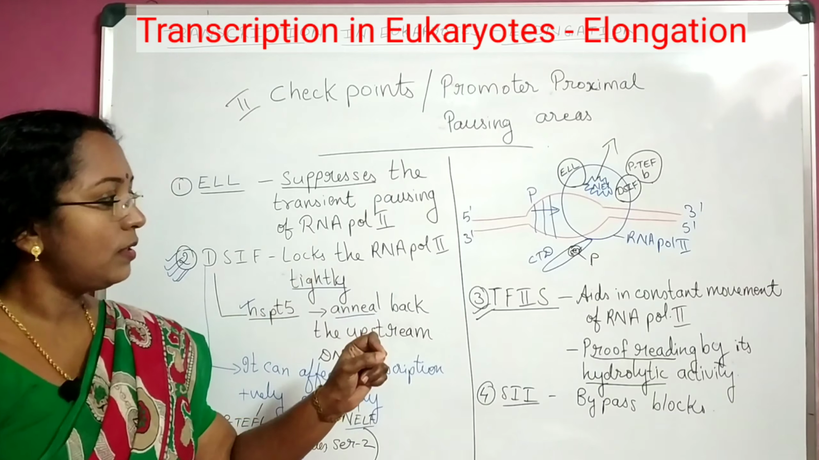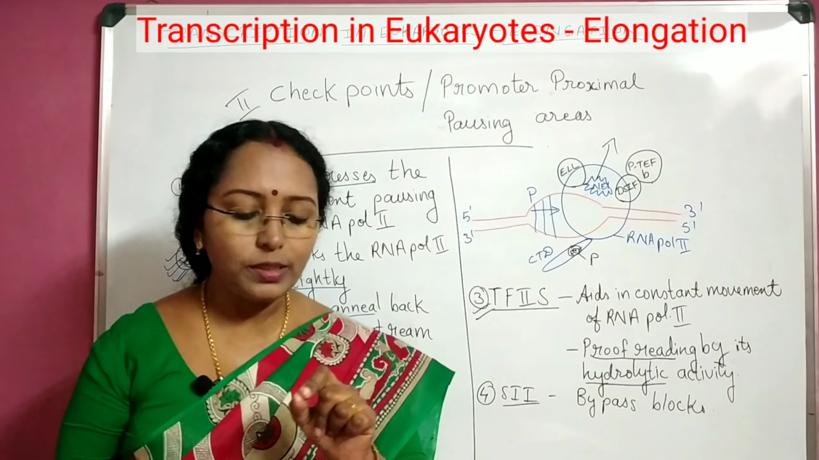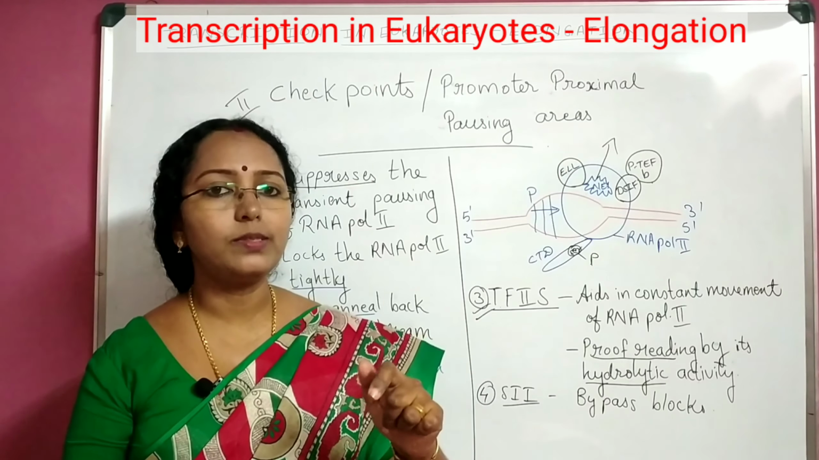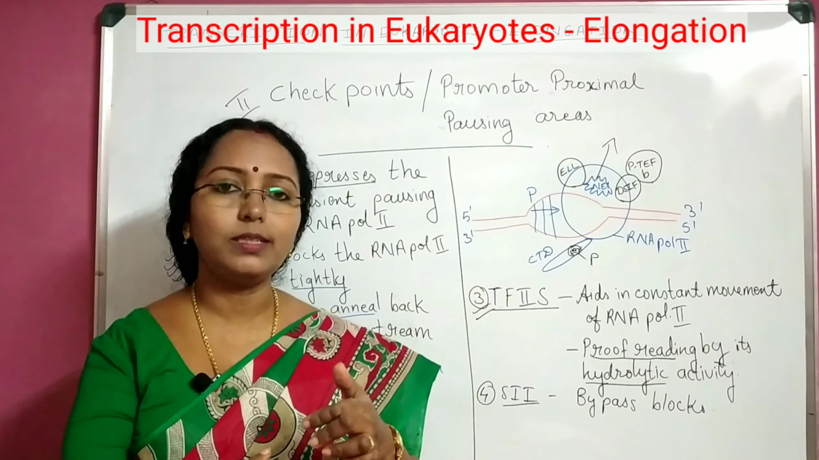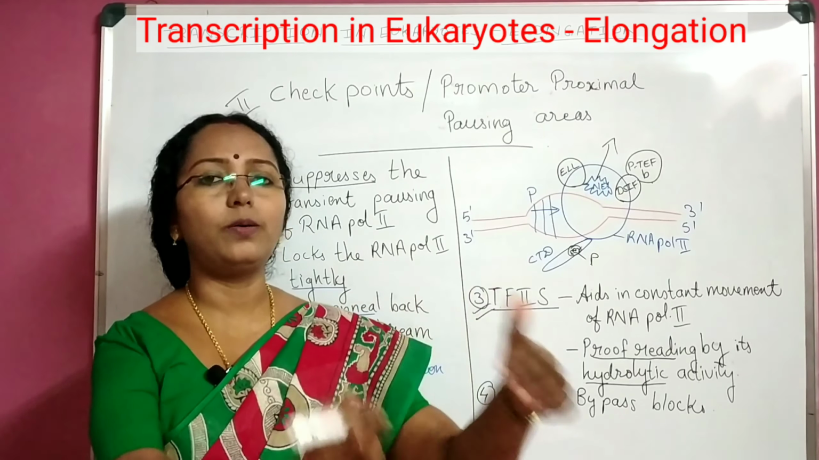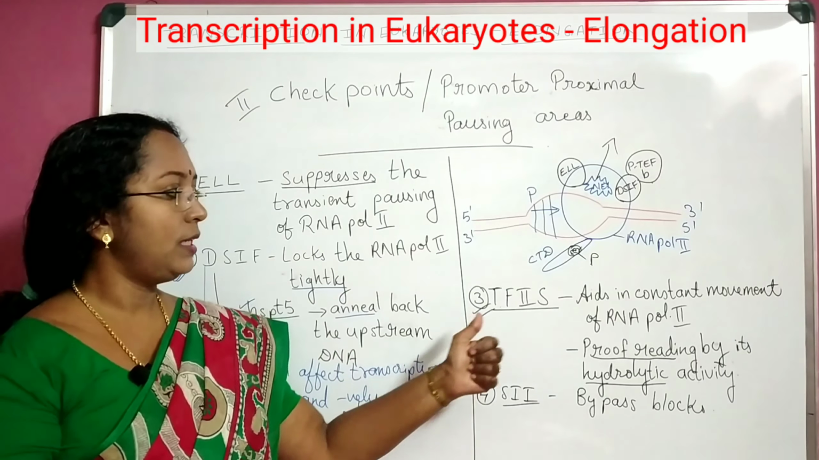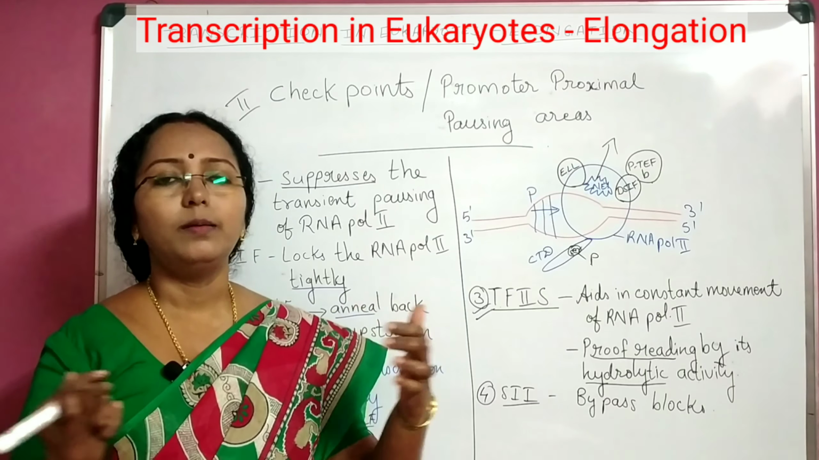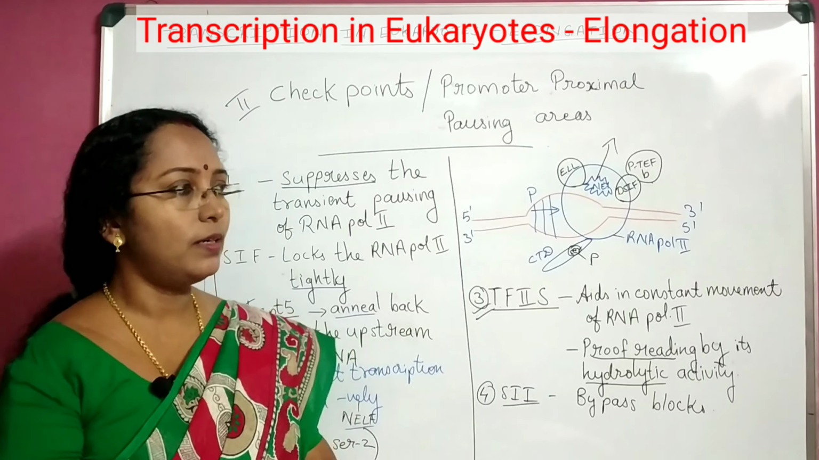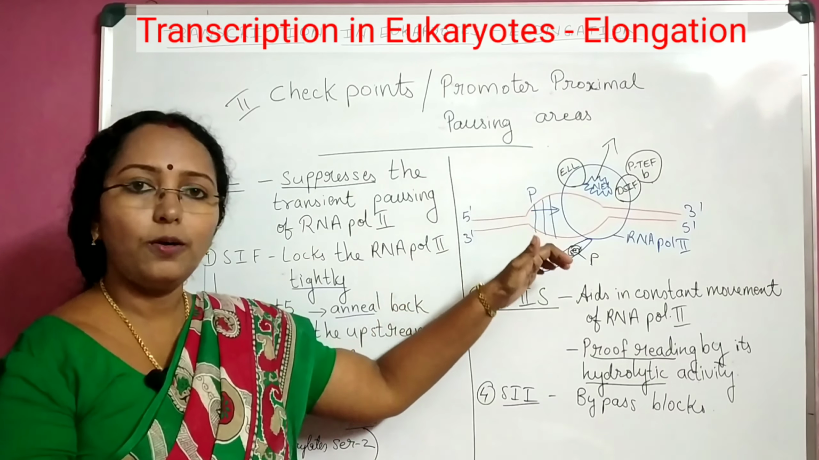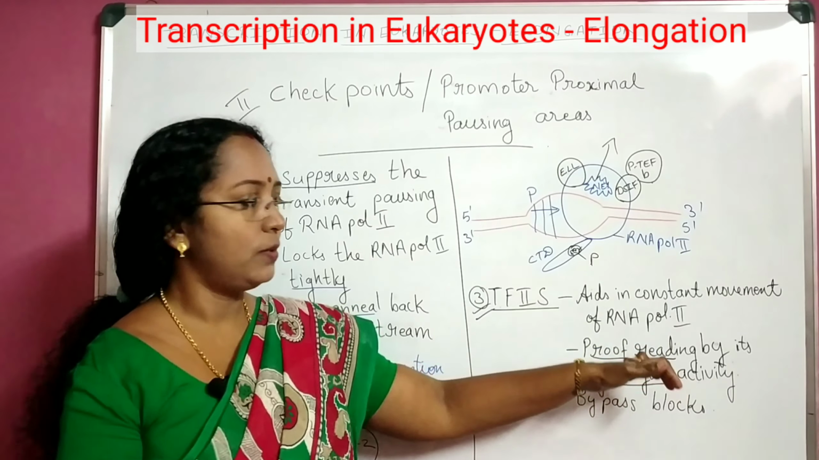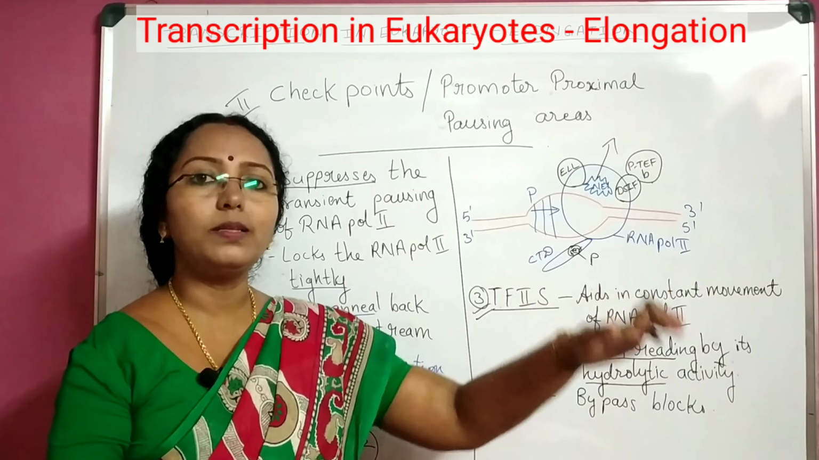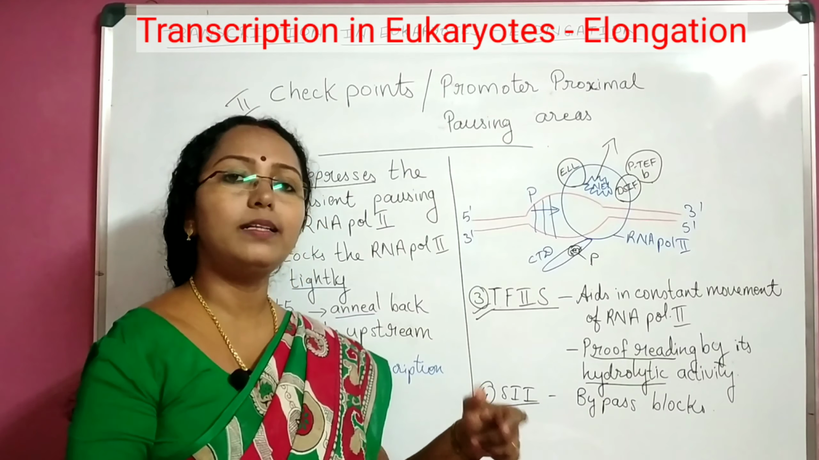Okay, so when this TF2S is doing the process of proofreading, it finds that some RNA molecules are not added properly according to the template, then immediately it switches on its hydrolytic activity. Proofreading activity is not only the function of TF2S, there are many other molecules involved in proofreading. But here TF2S is involved in elongation as well as in proofreading. Okay, so two processes.